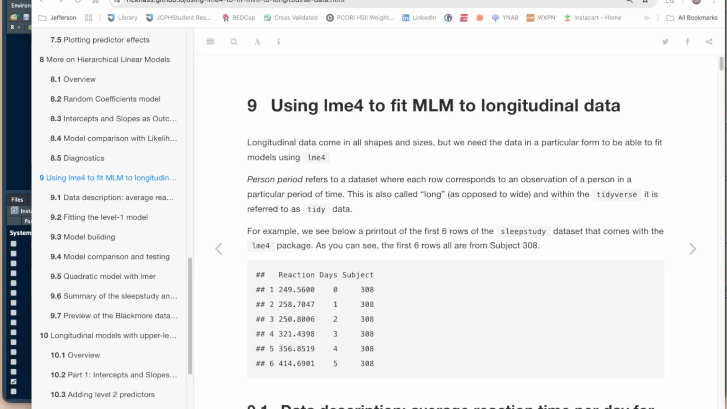So I know that it is the 10th week in the course, but this says 9. It's because we skipped a week, but that's fine.